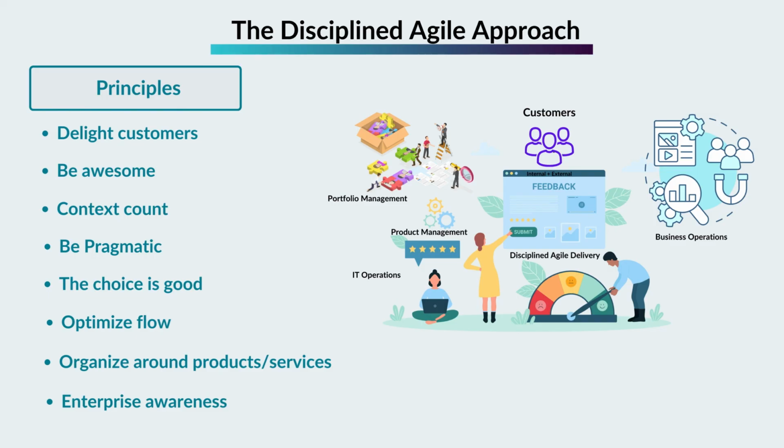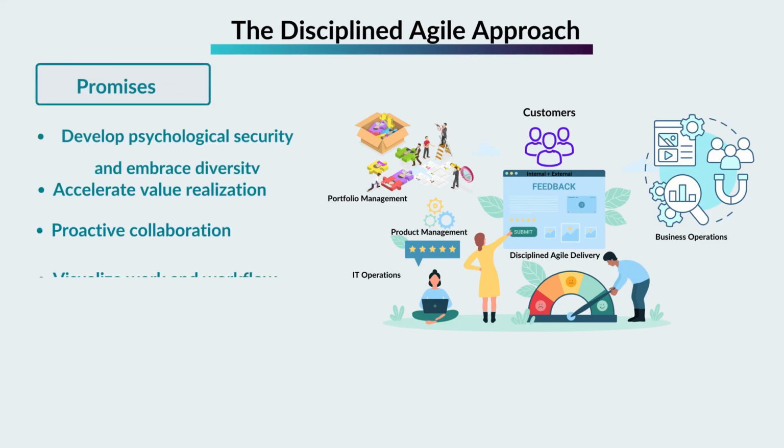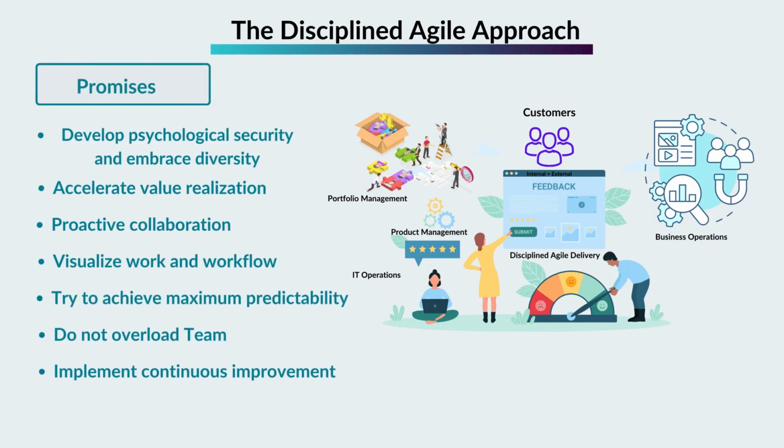Optimize flow: optimize the workflow across the value stream. Organize around products/services: organize yourself to deliver high-value products, services, and offerings to delight customers. Enterprise awareness: the disciplined agilist aims to deliver beyond the need of the team and look for the larger picture of the organization. Promises: develop psychological security and embrace diversity. The psychological security means that each team member should feel safe while embracing openness and diversity in providing suggestions or feedback, as each team member is unique and can have diverse sociological, religious, political, or ideological beliefs.